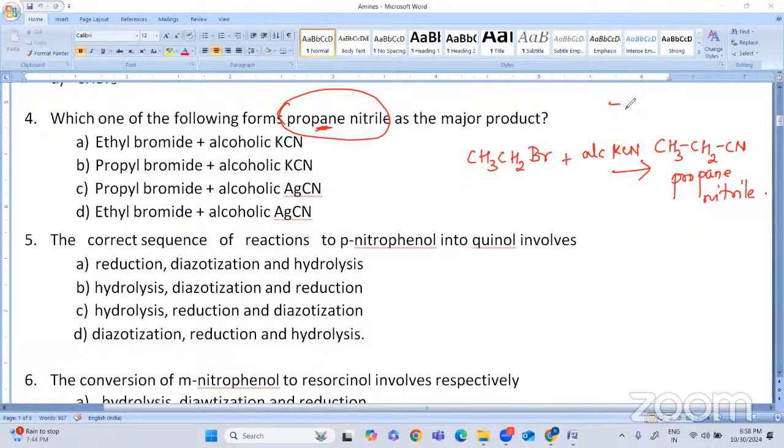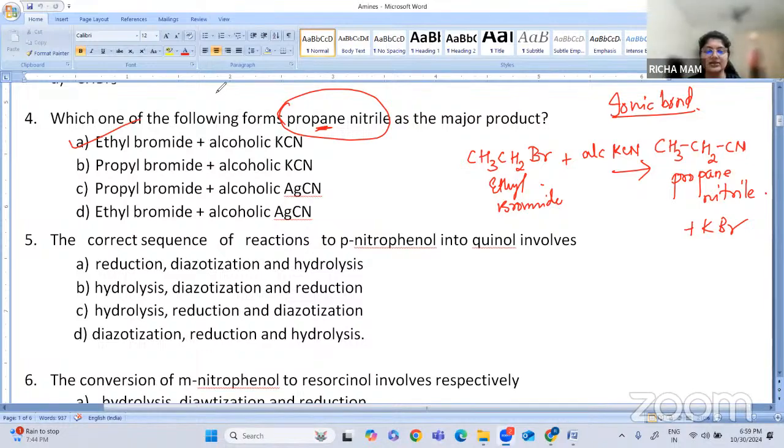KCN is ionic. So there is an ionic bond in between potassium and cyanide. So ethyl bromide reacted with potassium cyanide to give you propane nitrile plus KBr. So which is our option? Ethyl bromide plus alcoholic KCN. Option number A is the answer.